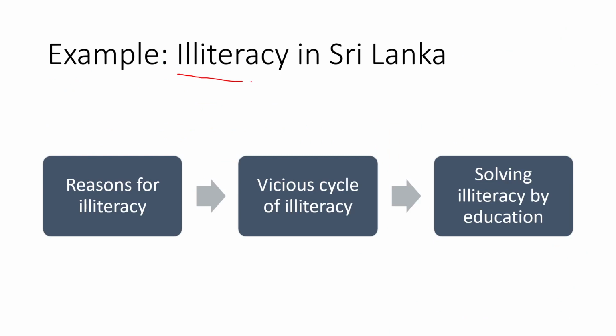Now think about the illiteracy of Sri Lanka. Assume that this is the theme of your speech. The thesis statement in this case would be illiteracy can only be solved through education. Assume that's the main point that you want to prove in your speech. So therefore, in the body, you pick 3 related points: the reasons for illiteracy, then vicious cycle of illiteracy, and solving illiteracy by education. These 3 points, you can see that these 3 points are very much interrelated. So that's how you have to pick the main points.